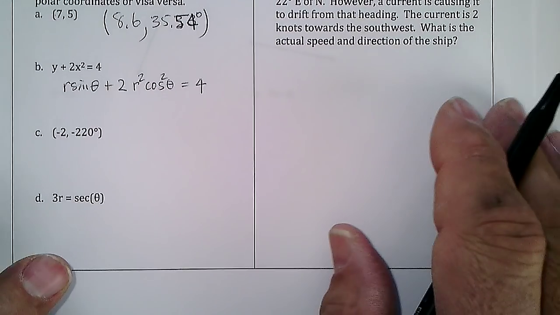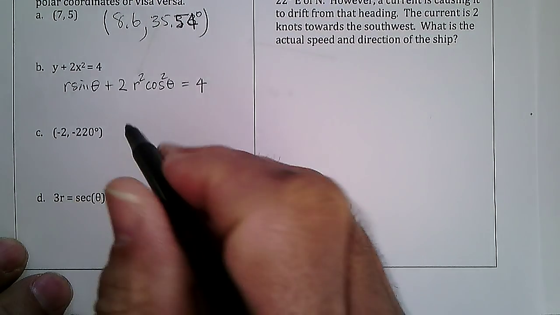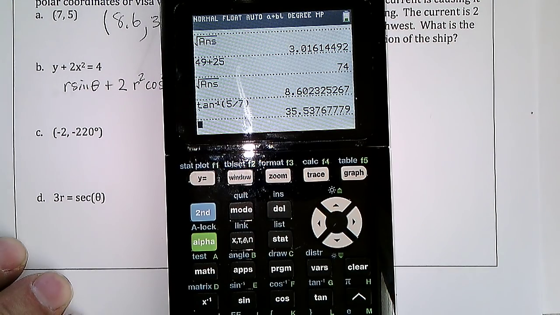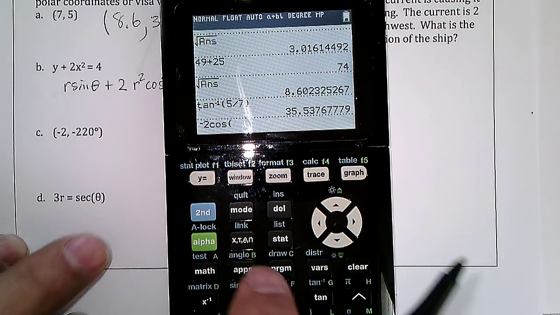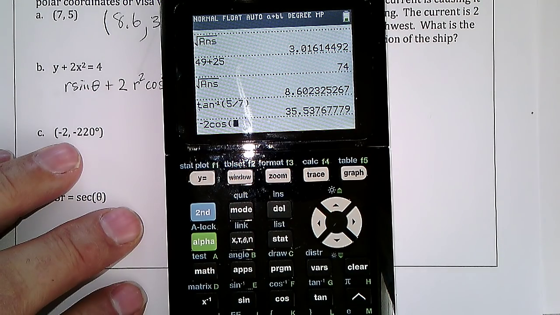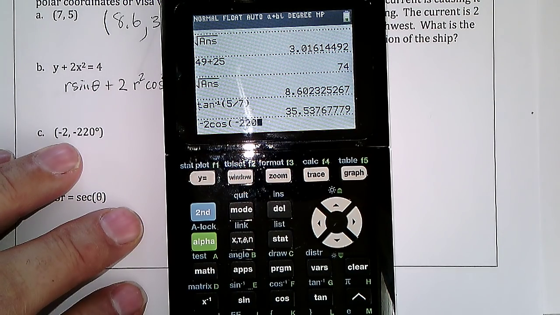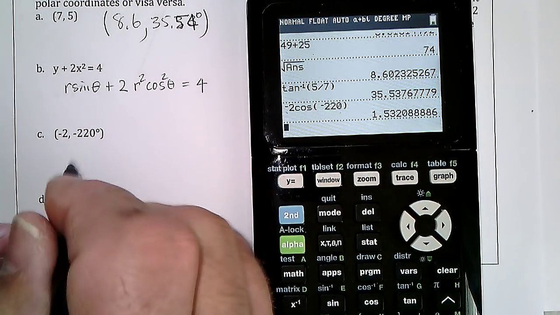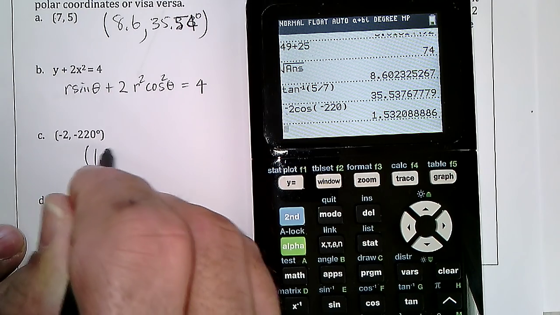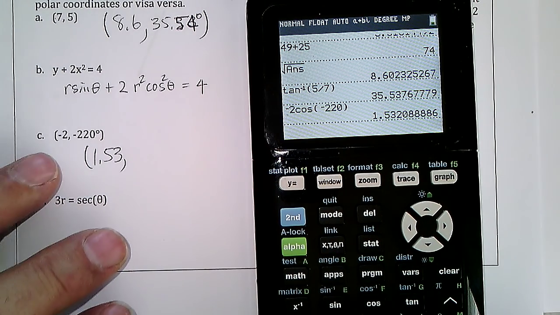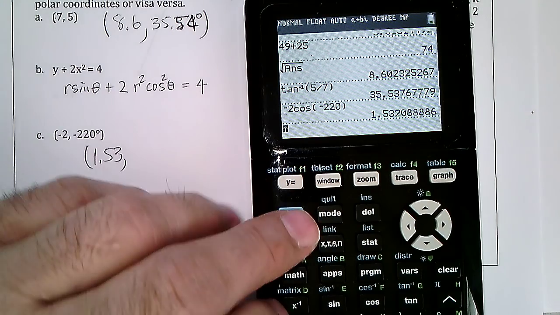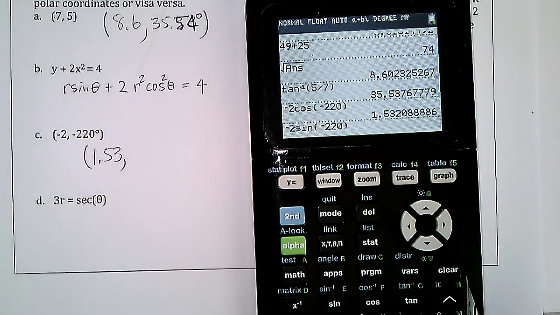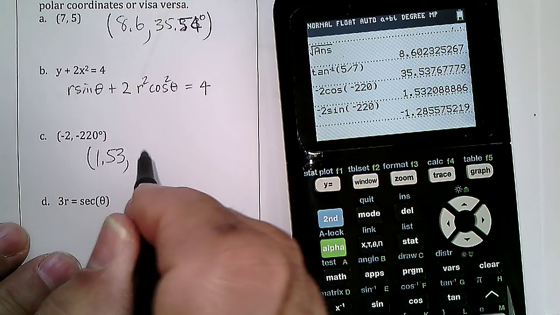Now, if this is r and theta, to find x, you take r cosine theta. So we go minus 2 cosine of negative 220. And the x is 1.53. And let's find the y. It's the same stuff except with a sine in it. And that's negative 1.29.